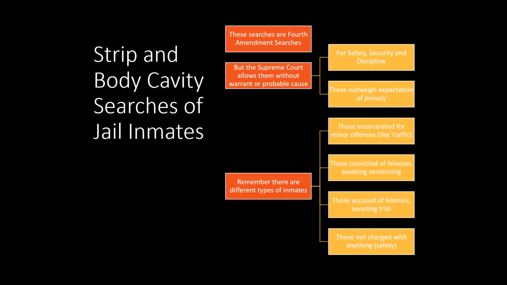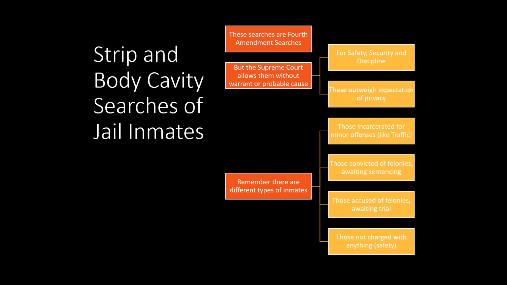And these are strip and body cavity searches. Now, these are deemed to be Fourth Amendment searches, because you have the government doing them. But, big but there, the Supreme Court allows them even if we don't have a warrant, even if we don't have probable cause, because there's a need for safety, security, and discipline. And the expectation of privacy of a jail or prison inmate is very, very low.